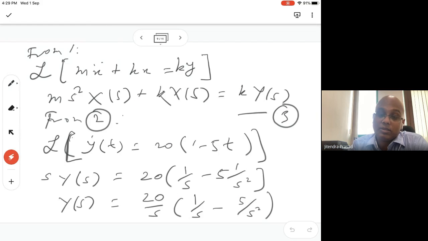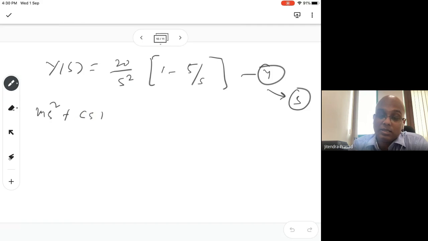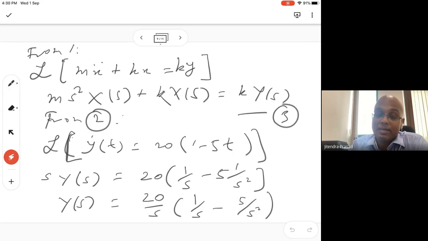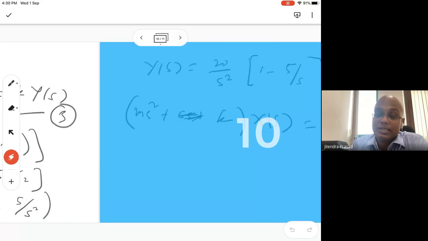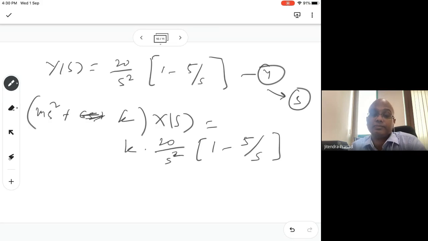So we have this: (ms² + k) multiplied by X(s) is equal to k Y(s). So not cs. So we get k times 20 over s² (1 minus 5 over s). Okay, and then we get X(s).